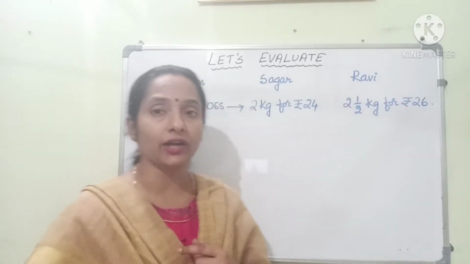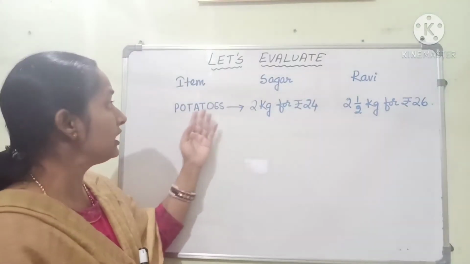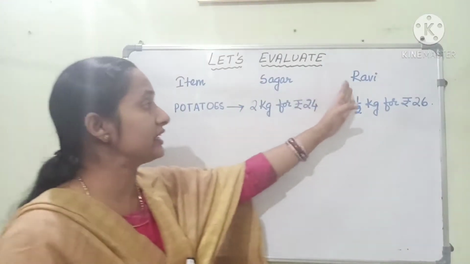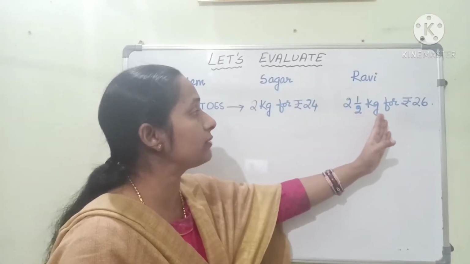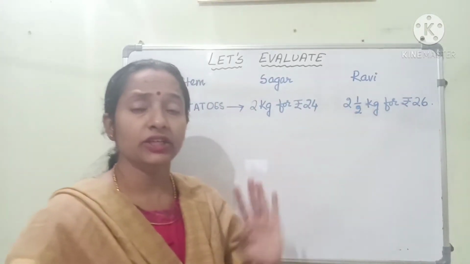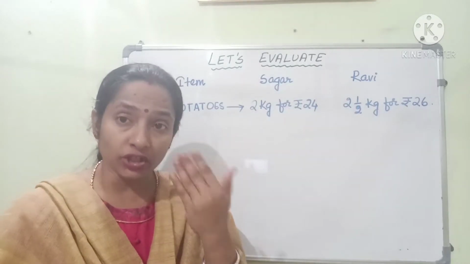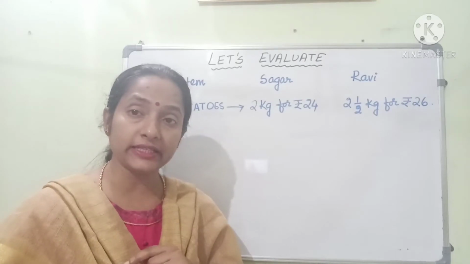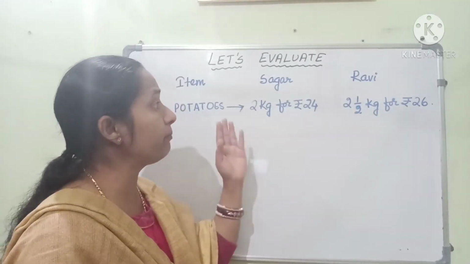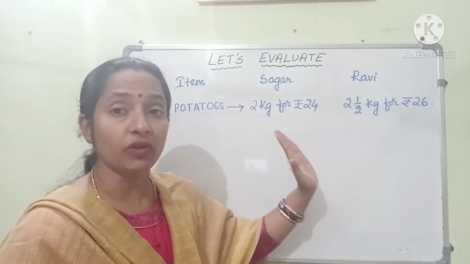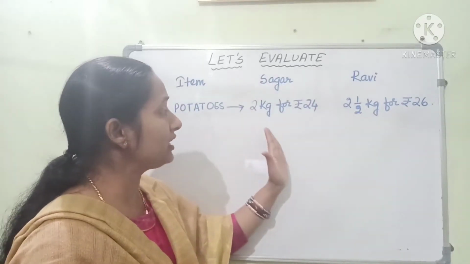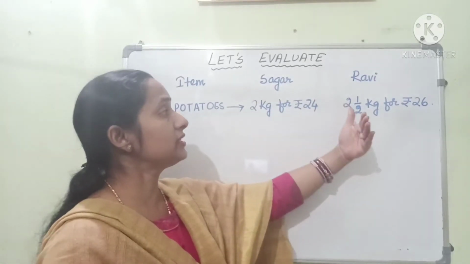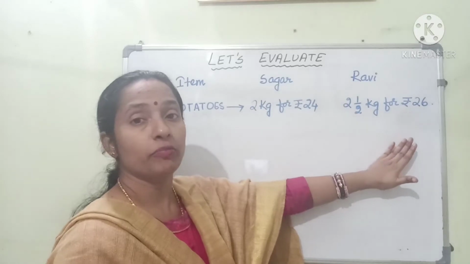So here let us start with the purchasing of potatoes. Sagar bought 2 kilograms of potatoes for rupees 24, whereas Ravi bought 2.5 kilograms for rupees 26. Now in order to know who bought the potatoes at cheaper rate, first of all let us find how much each of them paid for 1 kg. This means, what is the cost price of 1 kg potatoes for Sagar and for Ravi?